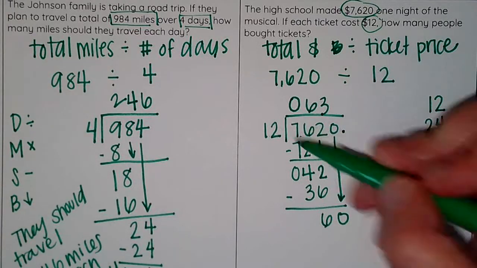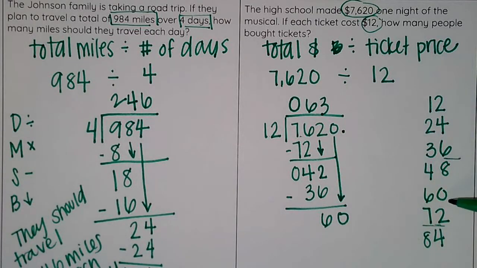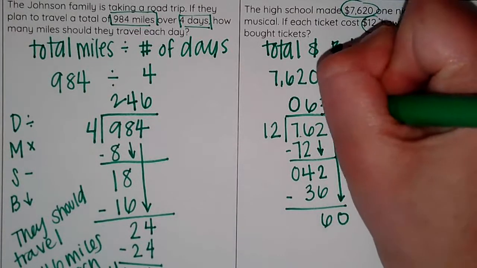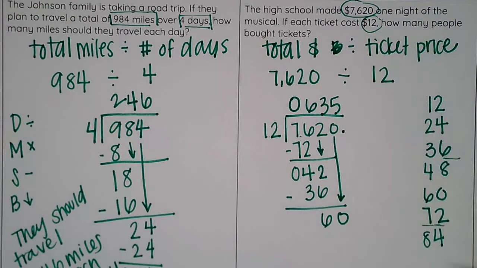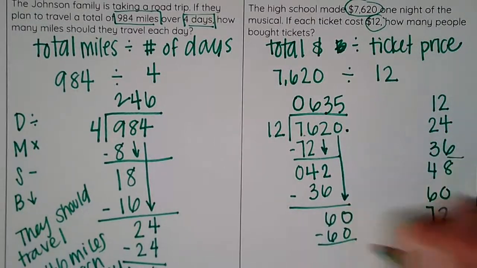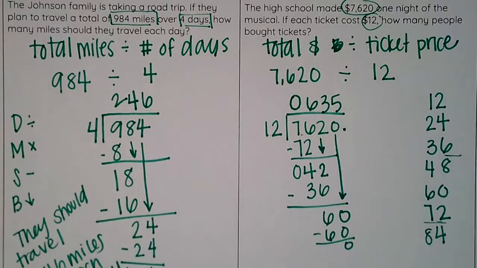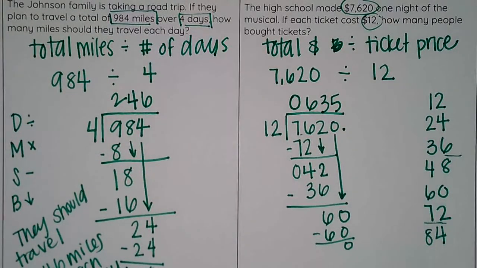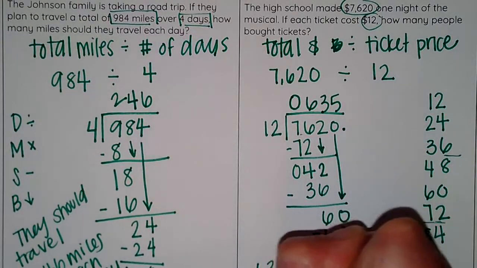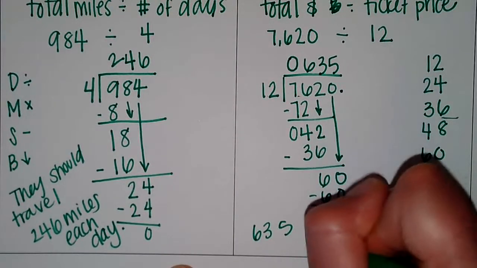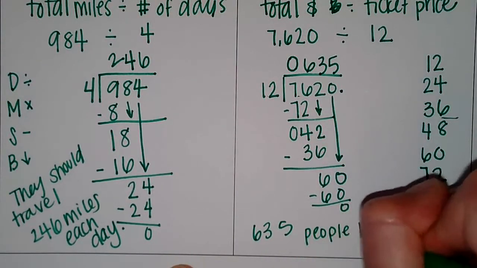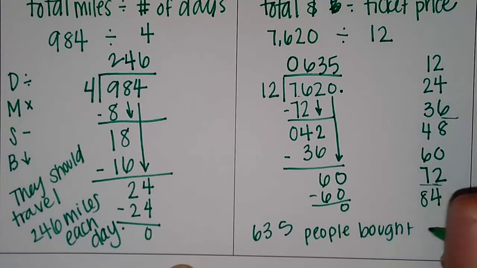All right, 12 goes into 60 how many times? Well, 5 times. 12 times 5 is 60, and there we have it. So to answer our question of how many people bought tickets, 635 people bought tickets.